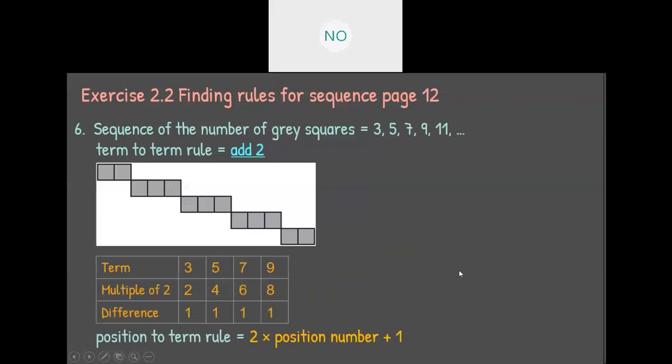For question 6, you already have the pattern as you can see in your workbook, so I do not draw all of them. I just make a list of how many gray squares there are for each shape. For the first pattern, there are 3 gray squares. For shape 2, there are 5, and so on until the fifth shape, where there are 11 gray squares. From here, I can check that the difference is 2. So the term to term rule will be add 2. For the drawing, the next shape will look like this.